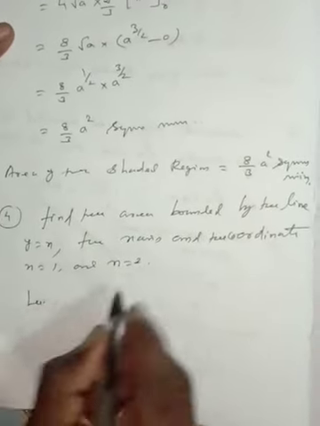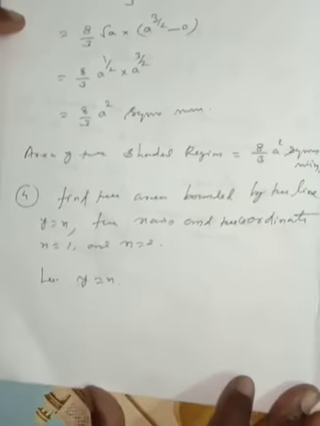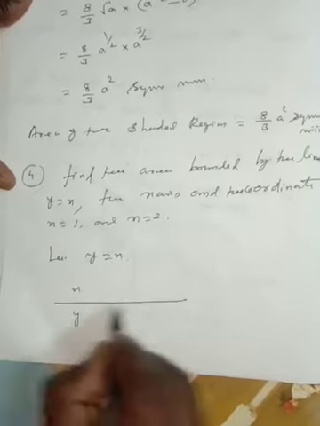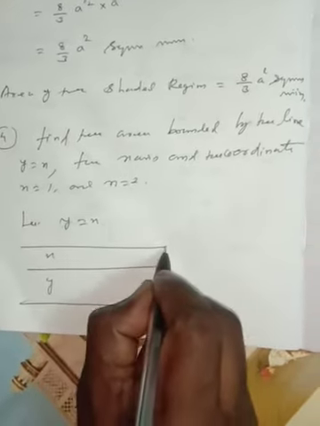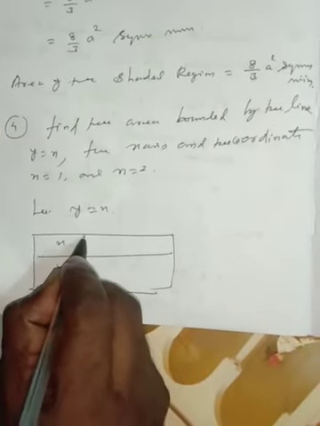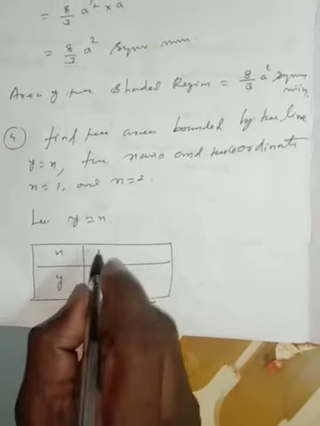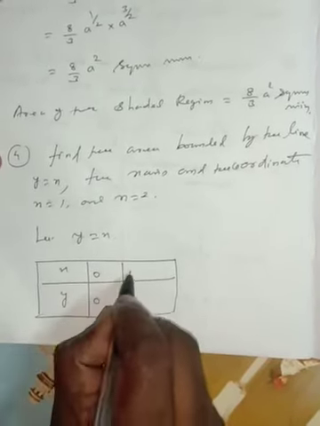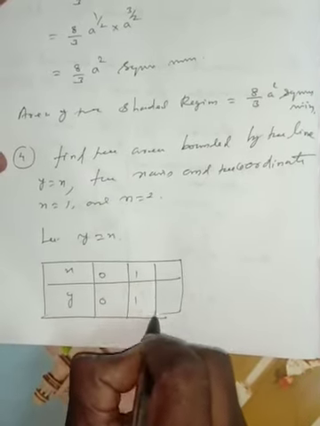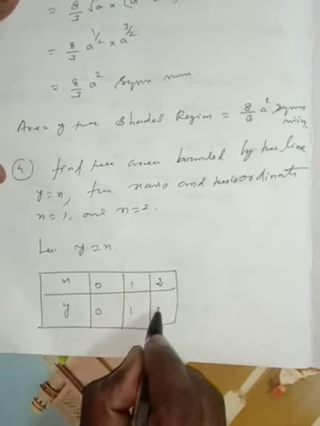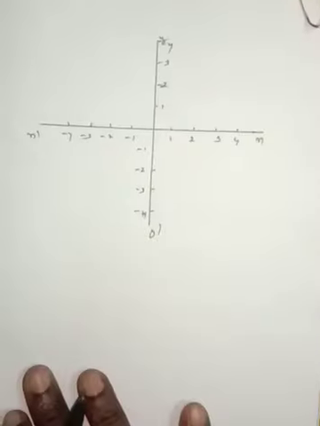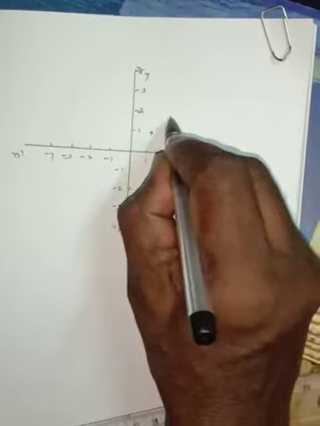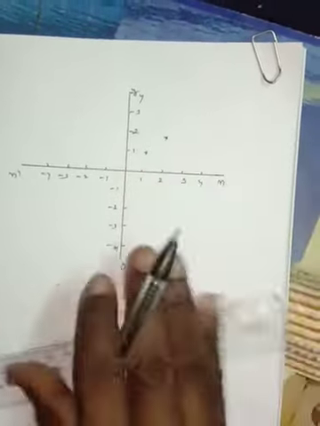Let y is equal to x, a straight line. First, the table of x and y. x equal to 0, y is equal to 0. x equal to 1, y is equal to 1. x equal to 2, y is equal to 2. Then 3, 3, and so on.